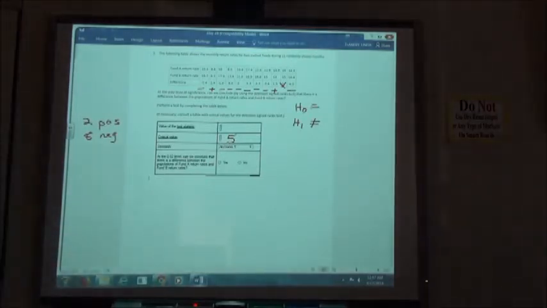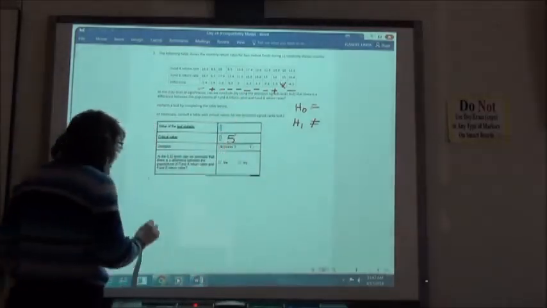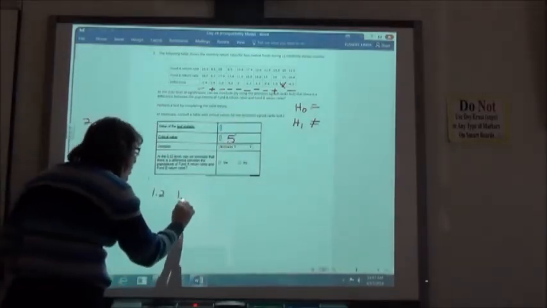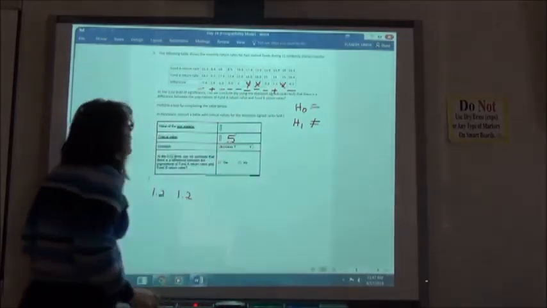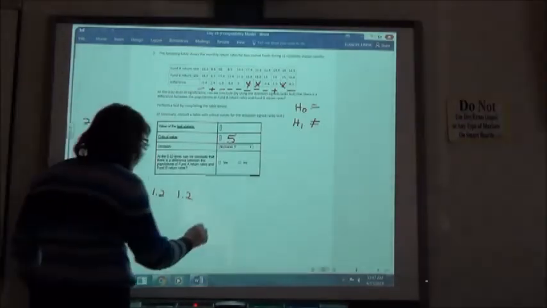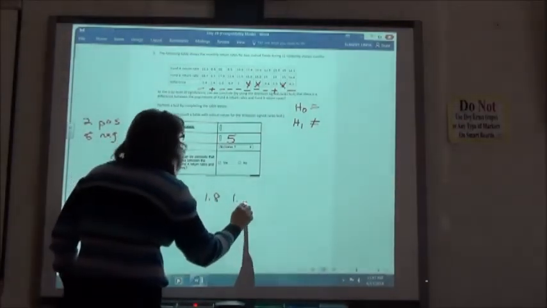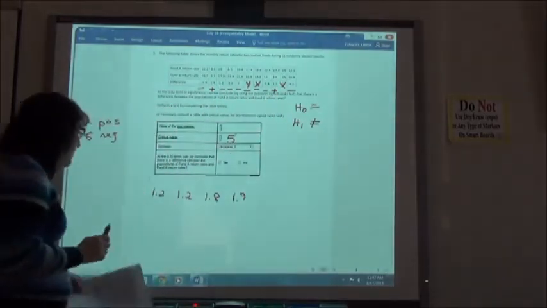We said on the rank test, we have to put them in order from smallest to largest, ignoring the signs on there. So if I do those, I've got my smallest number, 1.2, 1.2. Both of those are negative. My next numbers there, I'm going to have 1.8 and 1.9. 1.8 was negative, 1.9 was positive.